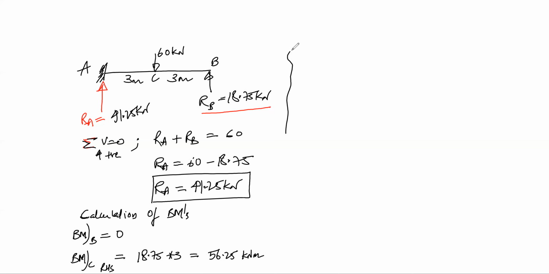And similarly, bending moment at A can be calculated. I will consider the right hand side. So here I have the reaction at B and 6 meters. This is anti-clockwise. So right side anti-clockwise will give me sagging bending moment. So I can write it as 18.75 into 6.